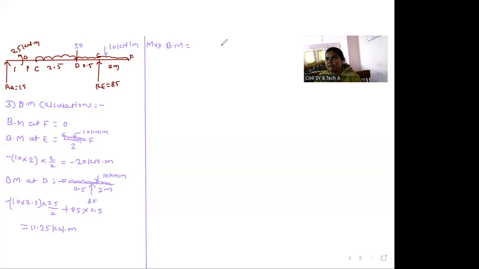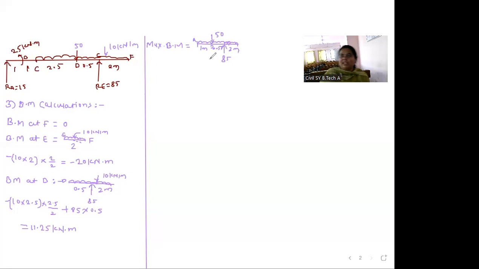So I will draw the span here. This is 85. Here also in between C to G, again UDL. Here 50 kilonewton. This is 0.5. This is 2 meter. And from D, the point is 1 meter. Okay, already we have calculated. So this is D. And suppose this is our point of contraflexure, we will assume as a small e.